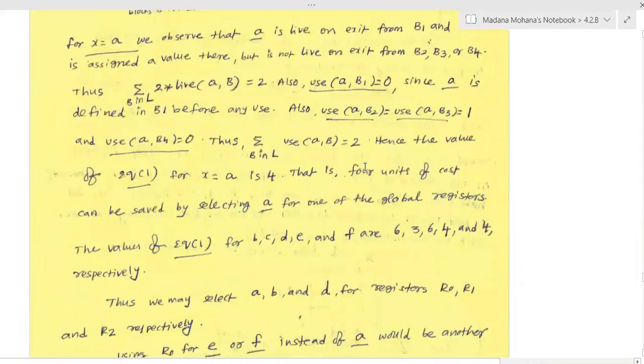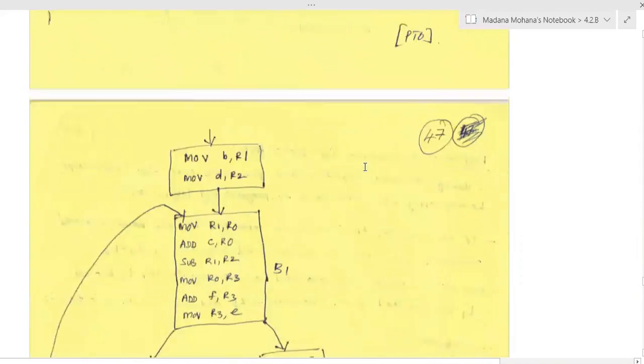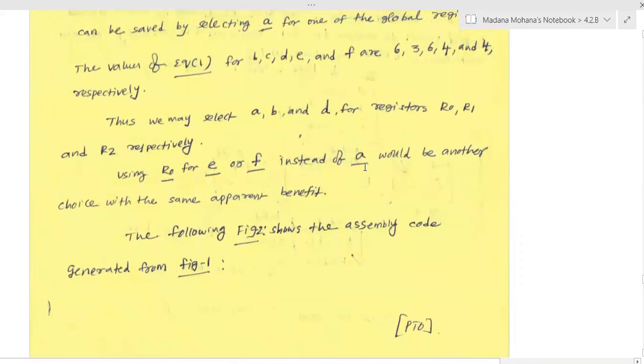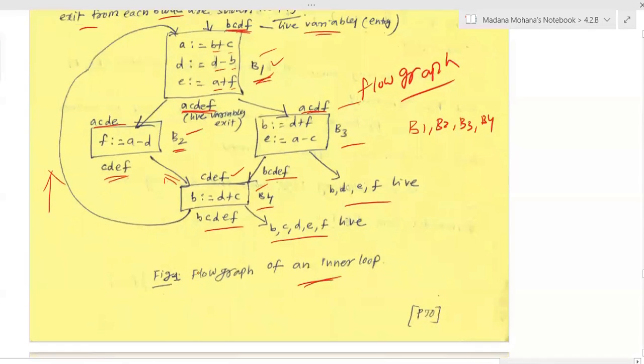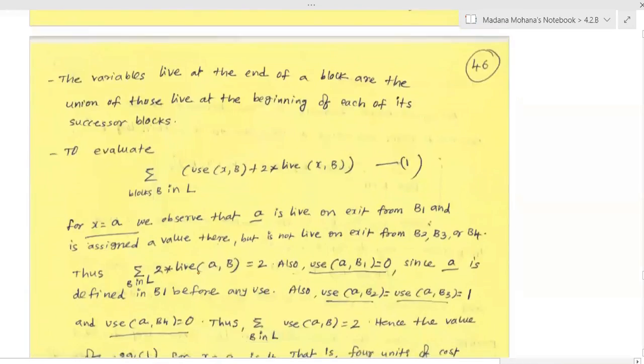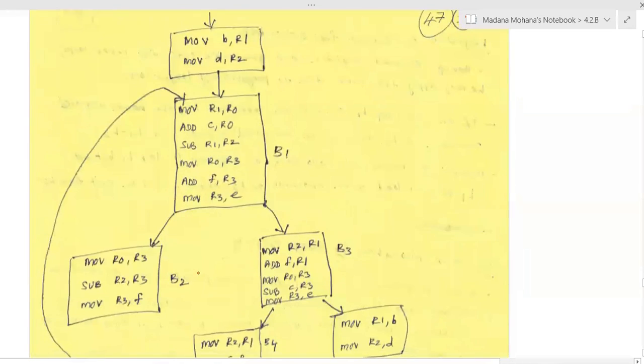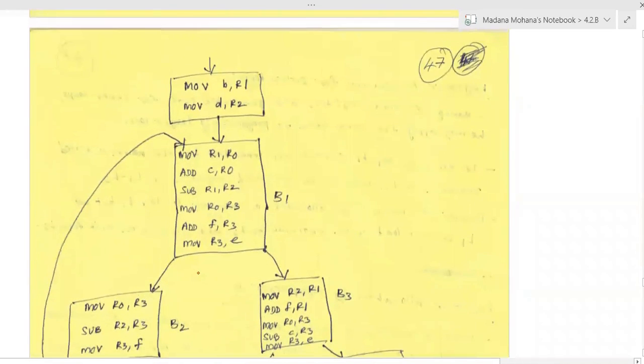So what I explained, same is shown here. Now finally, the following figure shows the assembly code generated from the above figure 1. Now for this flow graph, whatever the 3 address statements, the assembly code is generated here, and that can be shown in the following flow graph.